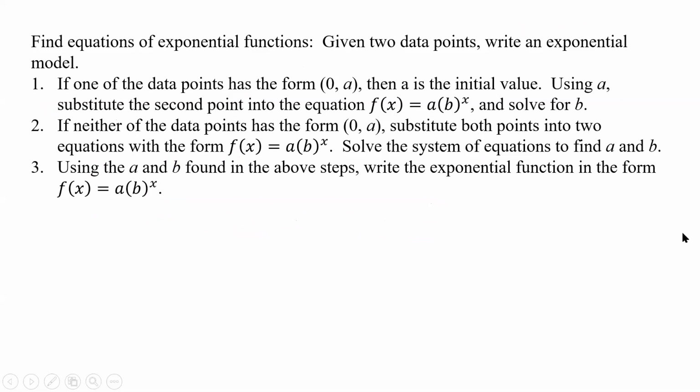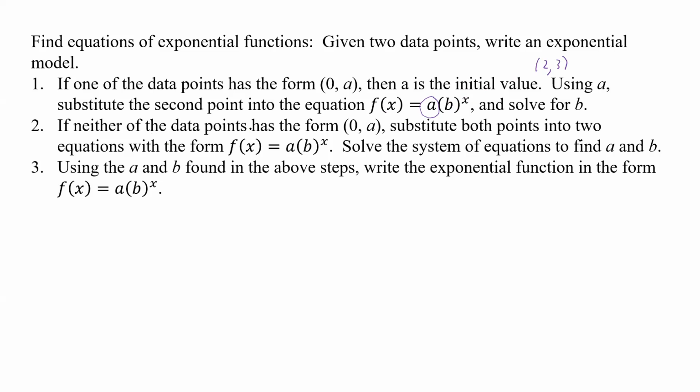All right, so kind of like what we've been talking about, we can find the equation of an exponential function. So if we're given 2 data points, write the exponential model. Sometimes we're given 2 nice data points, sometimes we're given harder data points. If one of the data points has the form 0, a, then we know that a is going to be the initial value, kind of like that 1.39 in the previous example. Then we can plug in a and use the second point. Maybe it was 2 comma 3. Well, then we'll plug in 3 for y, and x is 2, and then we can solve for b.